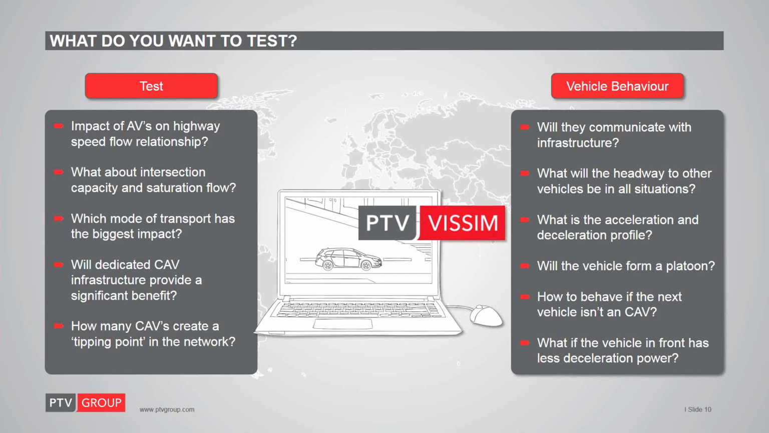For example, will they be able to communicate with infrastructure? What acceleration or deceleration profiles will they apply? How do they interact with non-CAVs, and so on. If you don't know the exact answers to these questions, then PTV Vissim can also be used to narrow the field of the range of potential parameters by running multiple scenarios with small variations in parameters and identifying which has the biggest effect on what you're testing. And I'll actually come on to demonstrate that within the software in a couple of minutes.